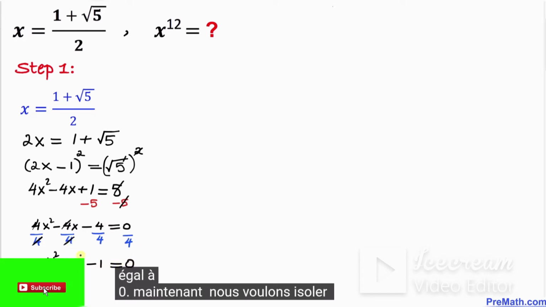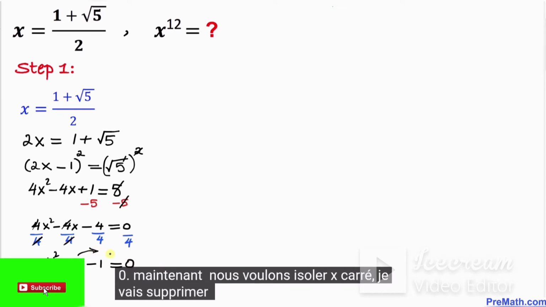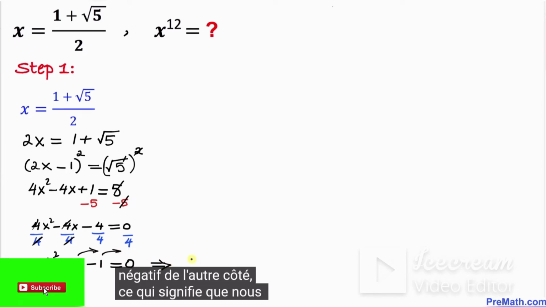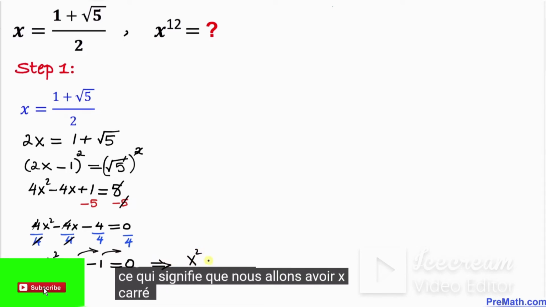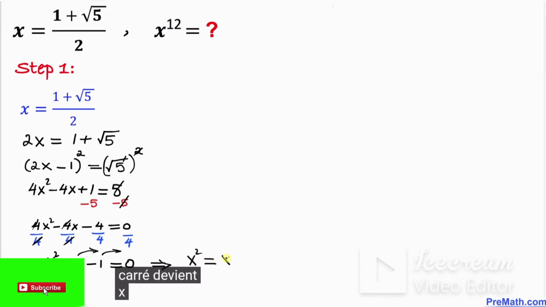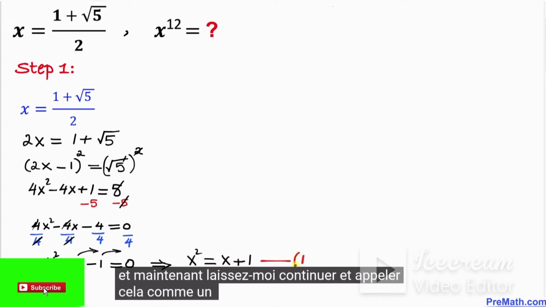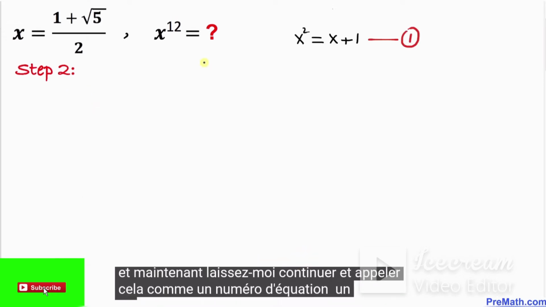Now we want to isolate x square. I'm going to move the negative x and negative 1 to the other side. That means x square becomes x plus 1. And now let me call this equation number 1. And here's our next step.